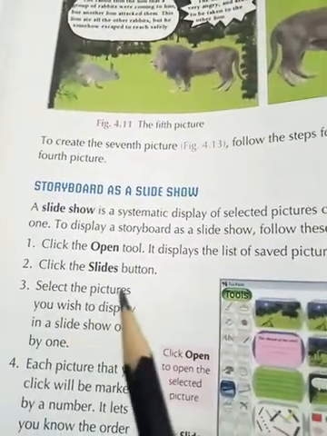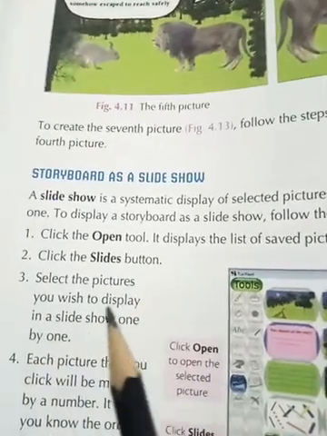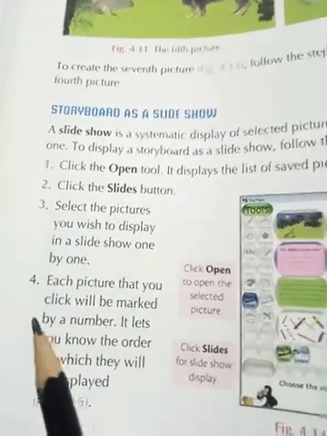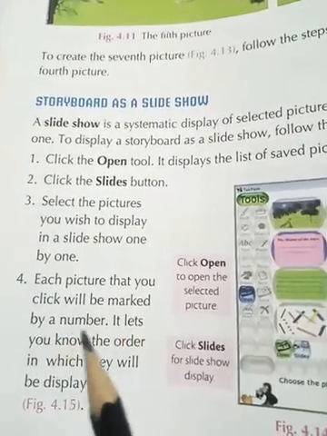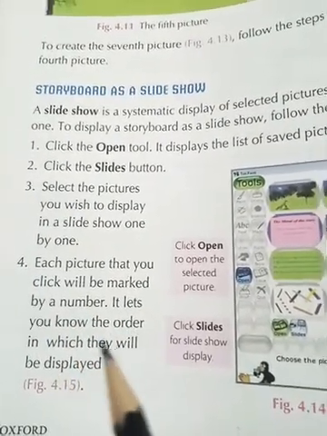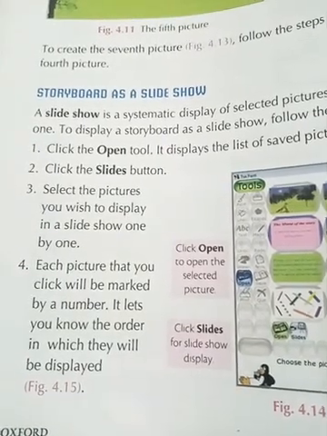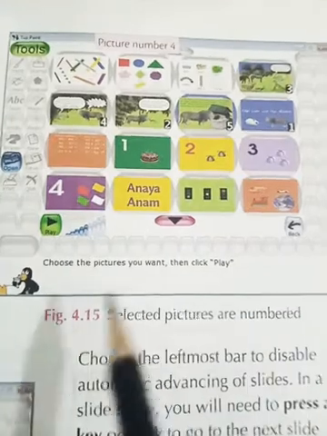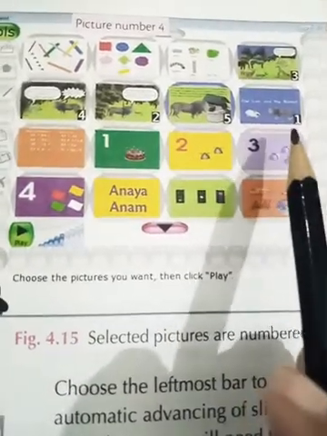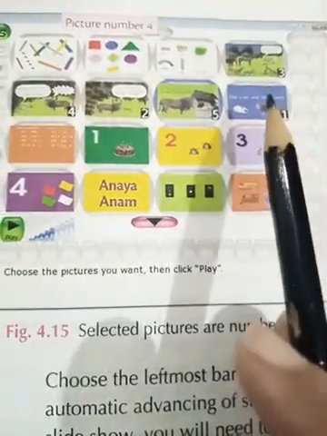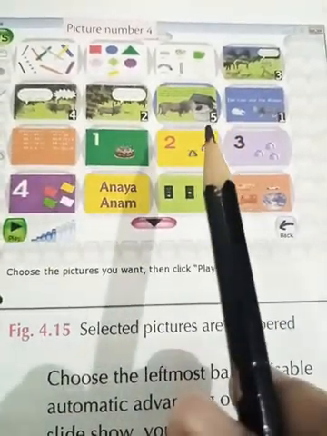Number 2, click the slides button. Number 3, select the pictures you wish to display in a slideshow one by one. Number 4, each picture that you click will be marked by a number. It lets you know the order in which they will be displayed. Figure 4.15. Selected pictures are numbered. This is number 1, number 2, number 3, 4, 5.